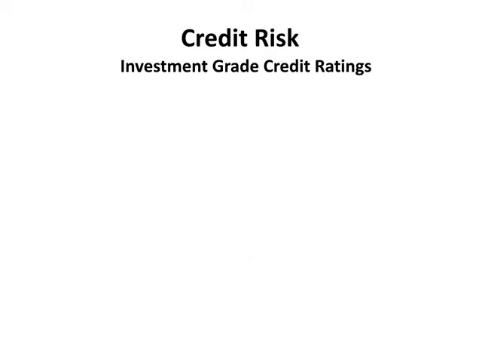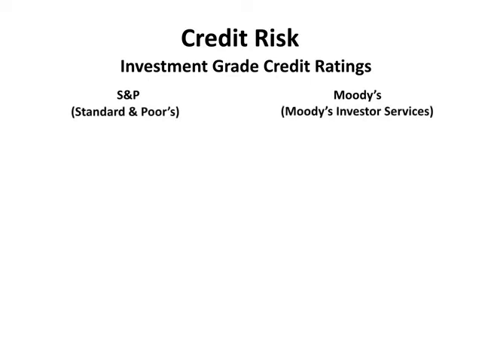Credit ratings are a common framework for expressing the relative credit risk of fixed income securities. The two largest providers of credit ratings are S&P and Moody's, or more formally, Standard & Poor's and Moody's Investor Services. While S&P and Moody's are the dominant players, there are a number of other significant competitors, such as Fitch's and Duff & Phelps, among others.